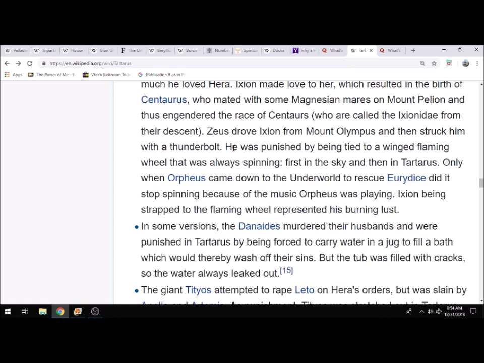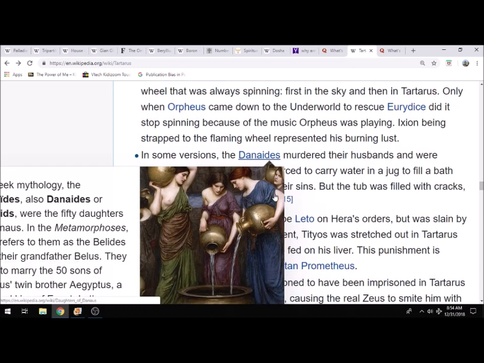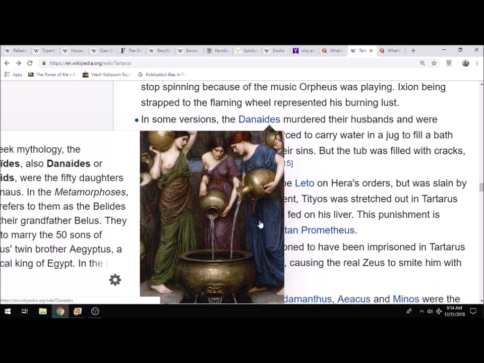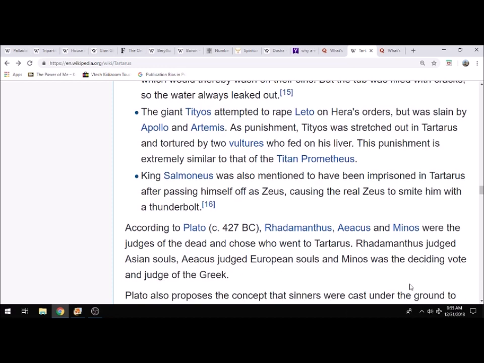I know you are. Only when Orpheus came down to the underworld to rescue Eurydice did it stop spinning because of the music Orpheus was playing. Ixion being strapped to the flame wheel represented his burning lust. And so that also, right, Orpheus was killed because he took part in an orgy for Dionysus. And see, Dionysus came up recently for me. Like now, with all this excitement, I forgot how I got to Dionysus.